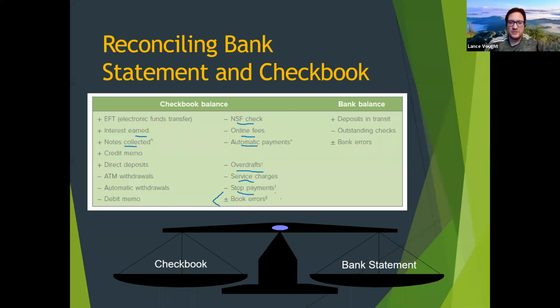Bank errors could be in your favor or against. Anyone play Monopoly before? Bank errors in your favor are great. Bank errors not in your favor are not. So bank errors also over here.